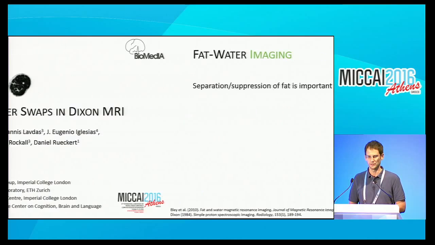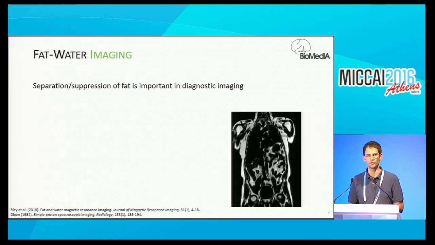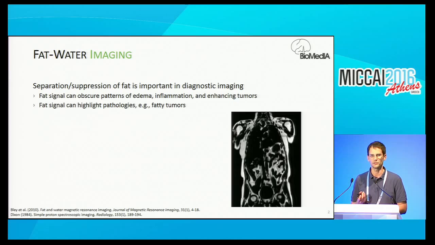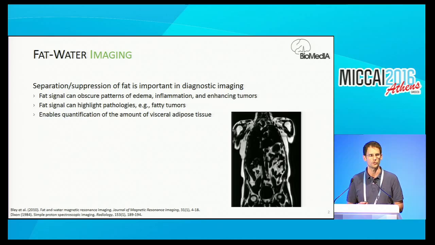So fat water imaging is an important diagnostic tool where the separation of fat or the suppression of fat can help us to identify patterns of disease such as edema or inflammation or enhancing tumors. But also the fat signal itself can highlight pathologies such as fatty tumors. And the separation of fat allows us to do quantifications, for example, of visceral adipose tissue.